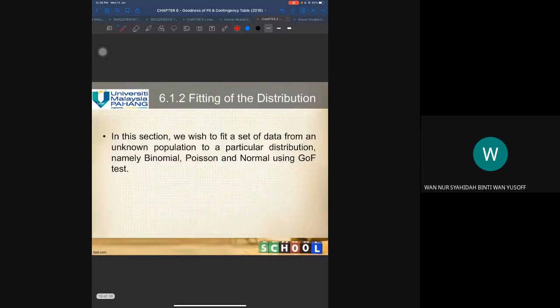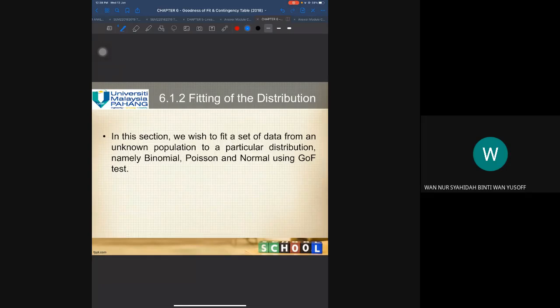So for fitting of the distribution, we have 3 common distributions that we test here. The first one is the binomial, then we have Poisson, then we have the normal distribution. So binomial and Poisson are discrete distributions, and the normal distribution is a continuous distribution.